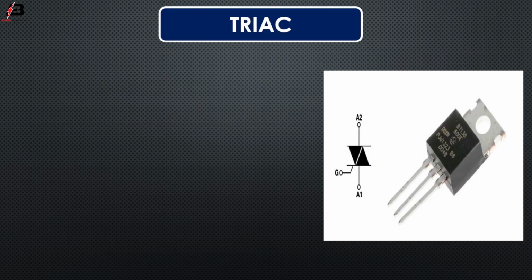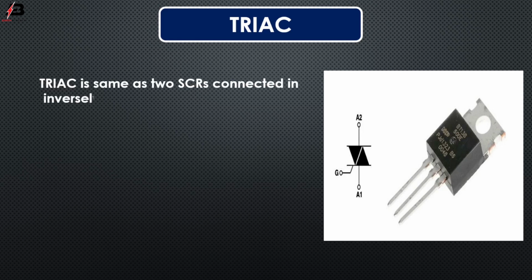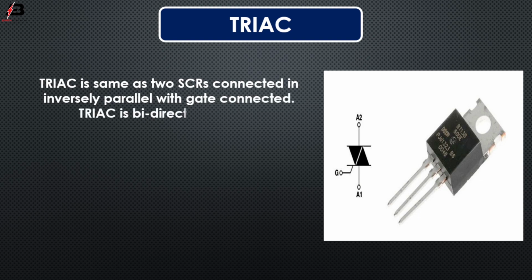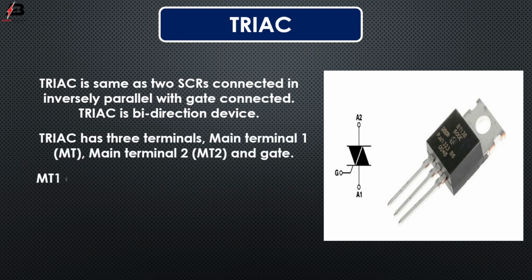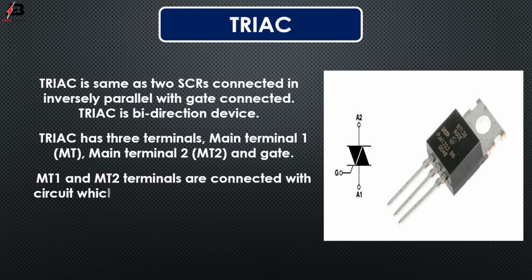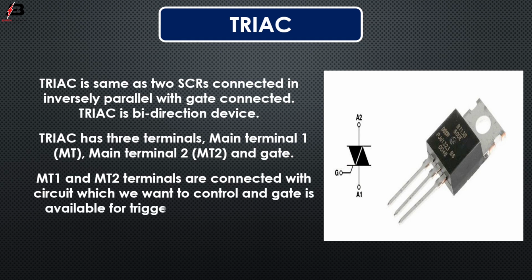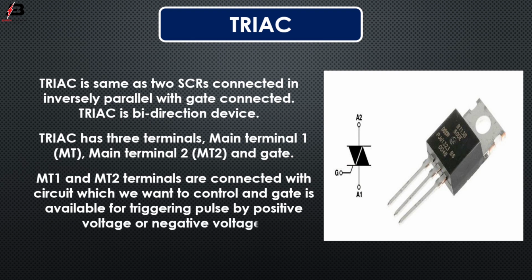Triac. Triac is the same as two SCRs connected in inverse parallel with a common gate connection. Triac is a bidirectional device. Triac has three terminals: main terminal 1 (MT1), main terminal 2 (MT2) and gate. MT1 and MT2 terminals are connected with the circuit which we want to control, and the gate is available for triggering pulse by positive voltage or negative voltage.